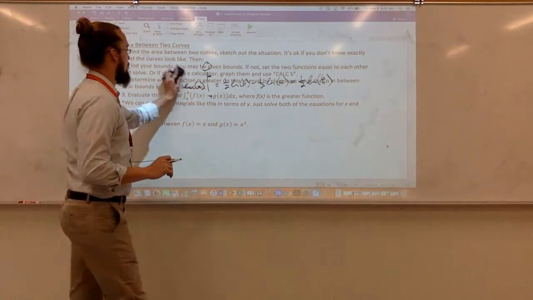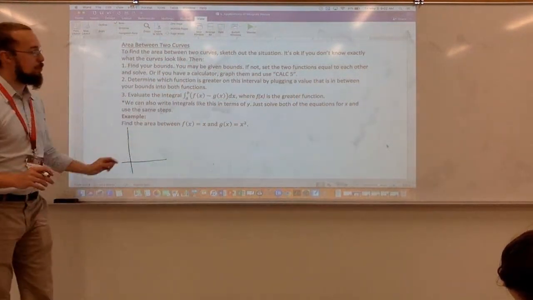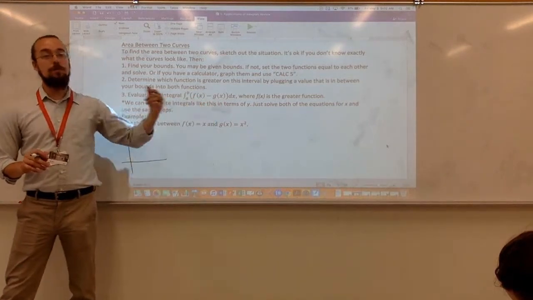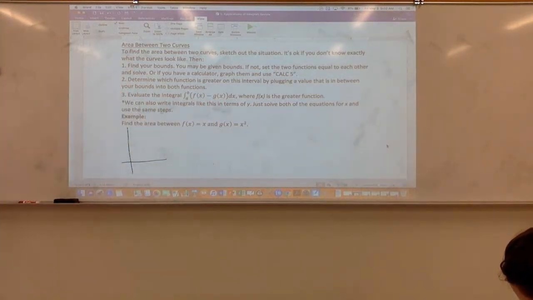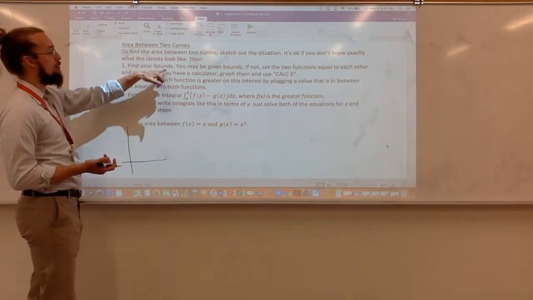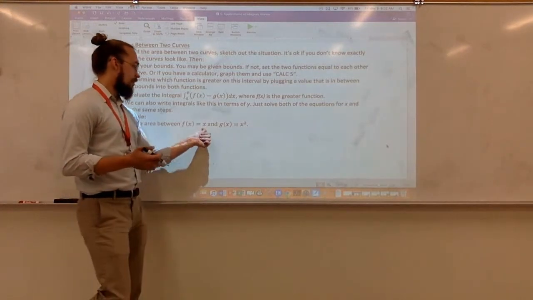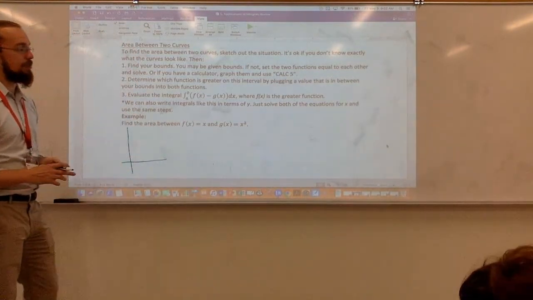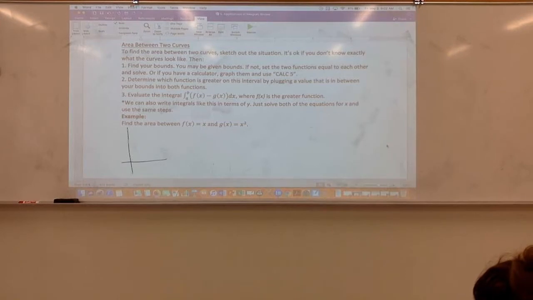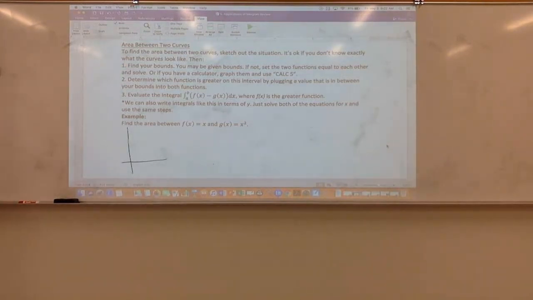So to find area between two curves, I just want to take the integral of the top curve minus the bottom curve between where they intersect. So we have to find those pieces of information. I have to find where they intersect. If we're looking at this example, find the area between f of x equals x and g of x equals x squared. I first need to find the bounds, or where these two functions intersect.